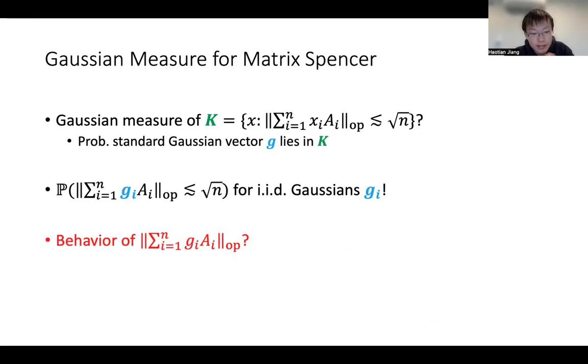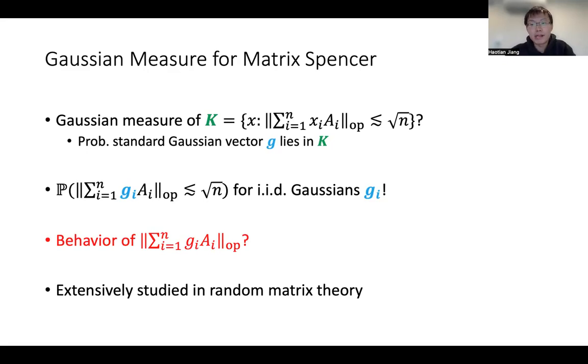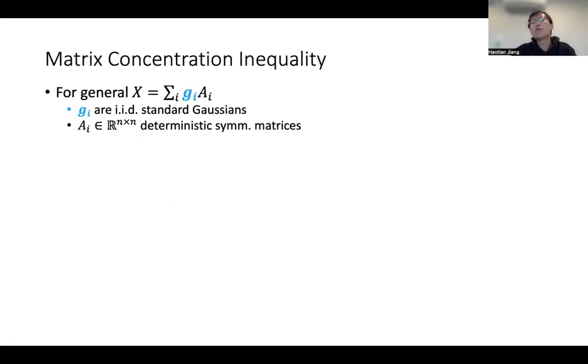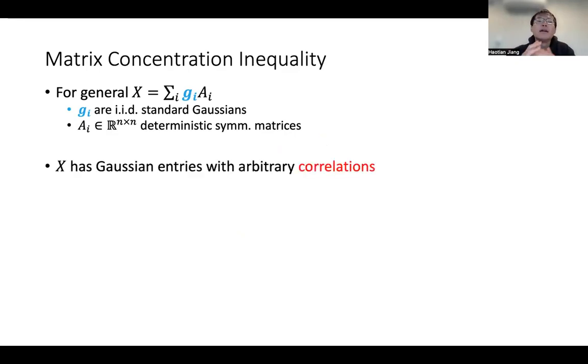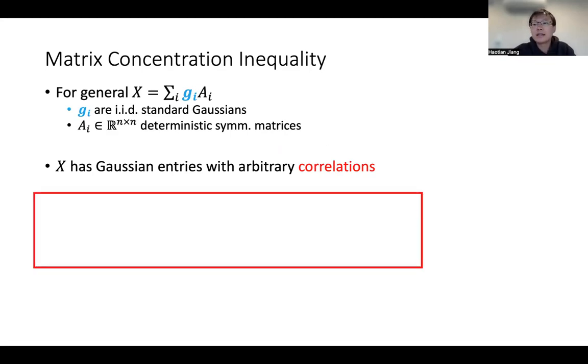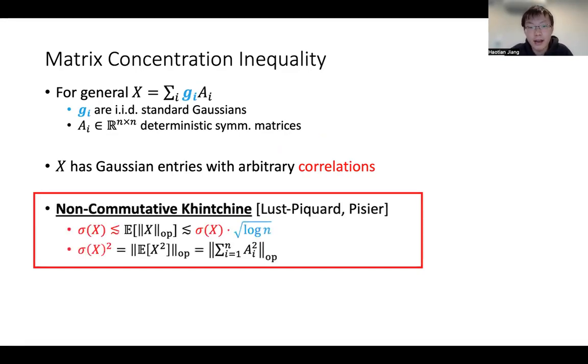So to understand this, we need to understand the behavior of the operator norm of the sum of g_i A_i, and this has been extensively studied in random matrix theory. In general, for a random matrix X of the form sum of g_i A_i, where g_i are IID standard Gaussians and A_i are deterministic symmetric matrices, X has Gaussian entries. But these Gaussian entries could have arbitrary correlations. It turns out that you can still say something about the typical value of the operator norm of X in terms of the component matrices A_i.